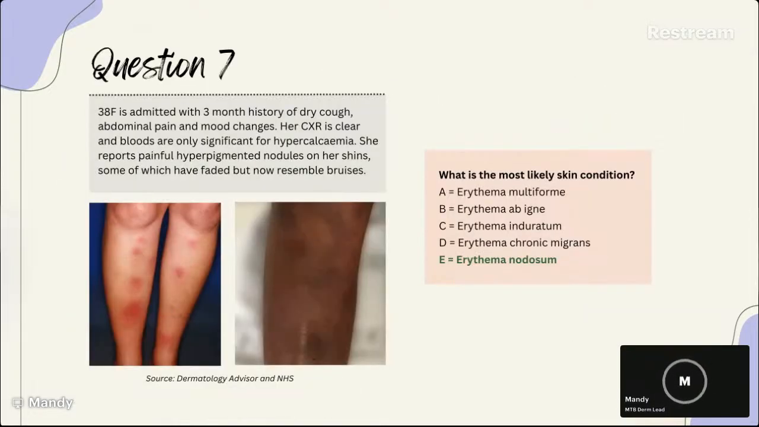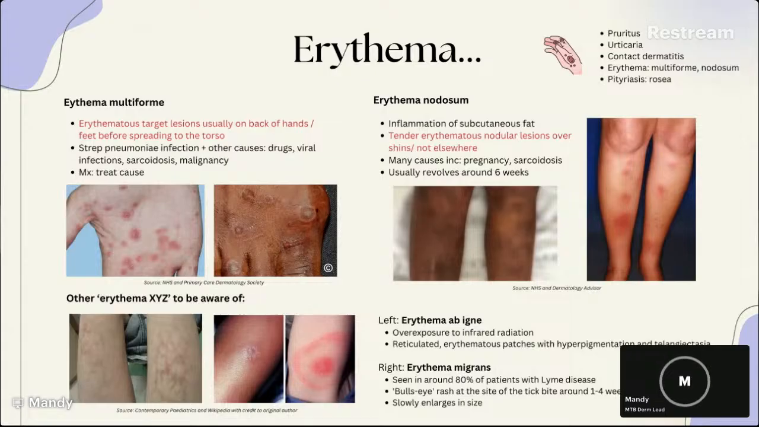So we can see that her bloods, we had the hypercalcemia, and then she had the dry cough. So it's something to think about when we see patients who have erythema nodosum, and these usually can resolve within around 6 weeks. Other erythema conditions to be aware of.